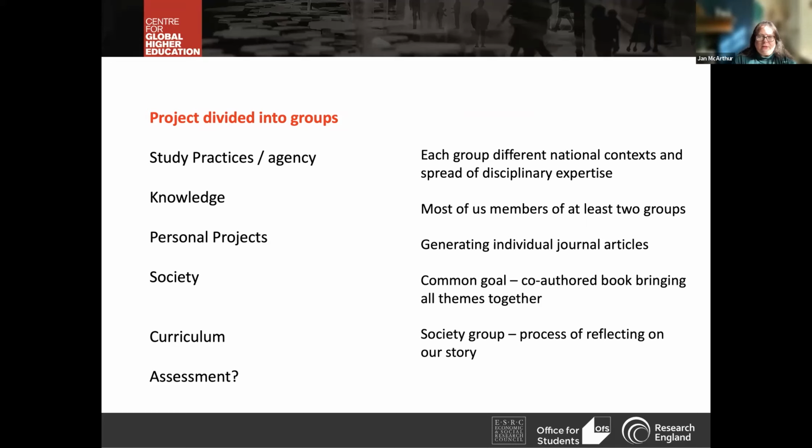We set ourselves the goal of generating individual journal articles from our groups, but the really important common goal is a co-authored book that's going to bring all the themes together. And that's where we're going to have a project meeting in July and begin work on that. Today's talk is very much the society group in the process of reflecting on what we have to contribute to that common goal.